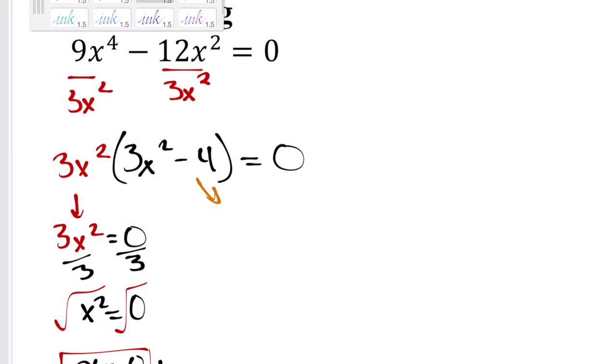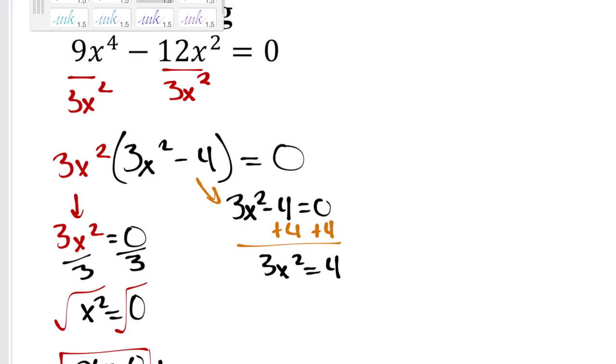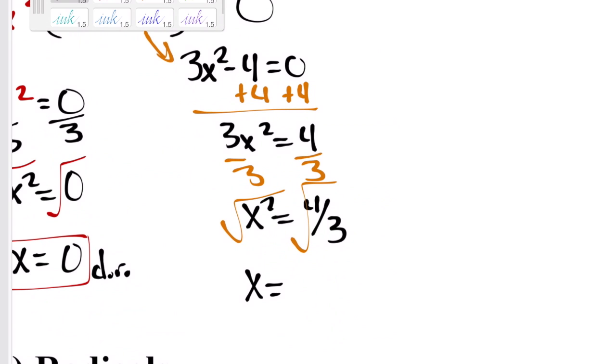And then I'm going to do the same thing for my 3x squared minus 4. Adding my 4 to both sides, dividing that 3 over, taking the square root. I have a plus minus. Square root of 4 is going to give me 2 on top. And I don't know the square root of 3. I also don't like that we have the square root in the bottom, so I'm going to rationalize this real quick.